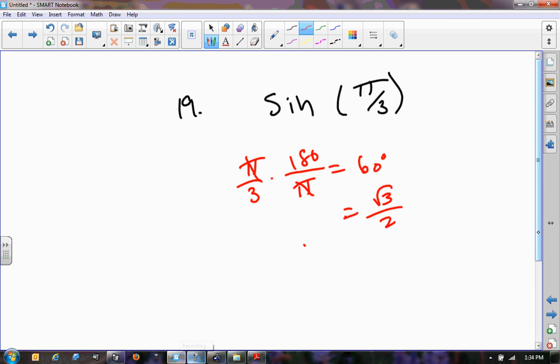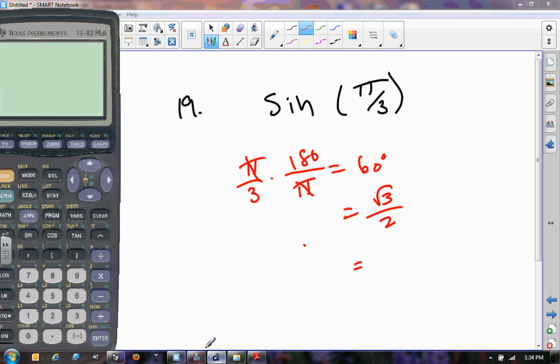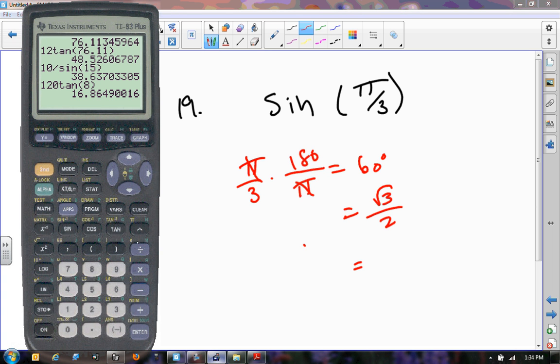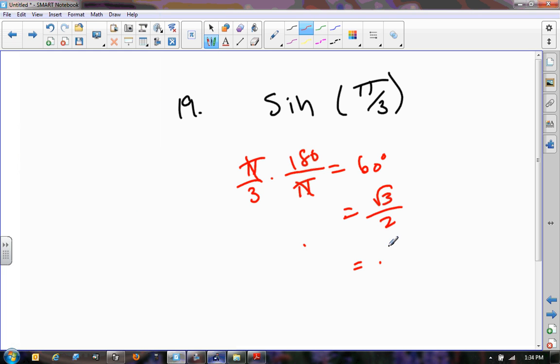Or you could have put the decimal down. Let's see what the TI says it is. Sine of 60 degrees is 0.866. Could have done that too. All right, so there you have it. This is a special right triangle. We'll talk about those later.